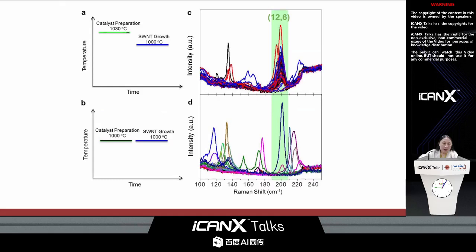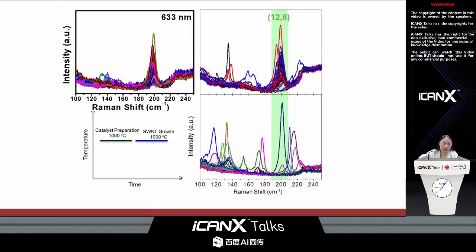But when we prepared the catalyst at 1000 degrees and also grew the tubes at 1000 degrees, we didn't observe selectivity at all. This experiment definitely shows the importance of the crystal structure of the catalyst. But when we compare the nanotubes grown from the 1030 catalyst at 1000 degrees with those grown at 1030 degrees, we still find the selectivity at 1030 is much higher. That means the growth temperature is very important for realizing high selectivity.